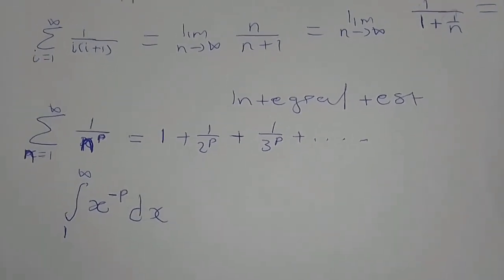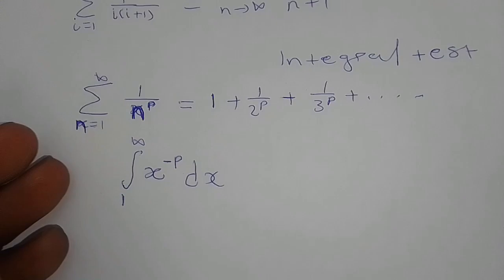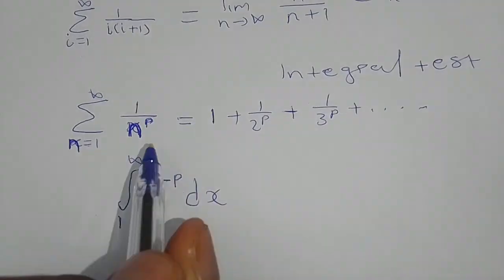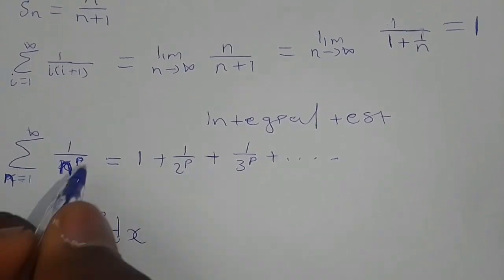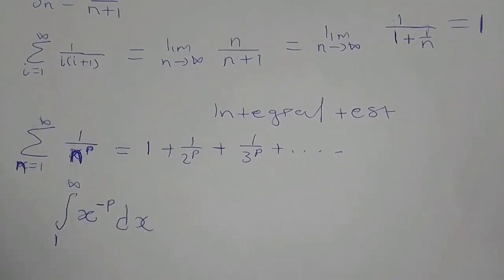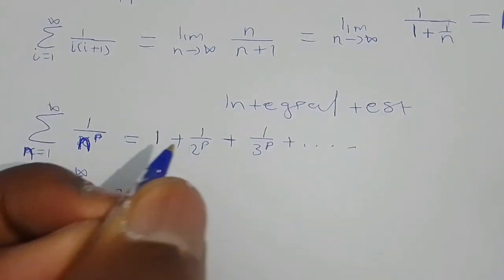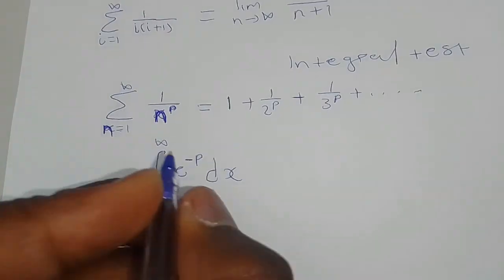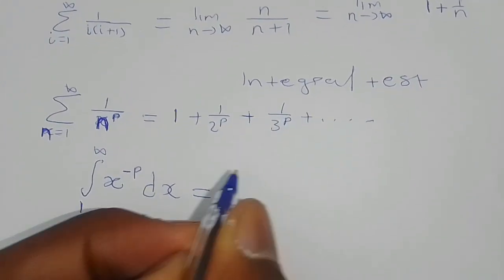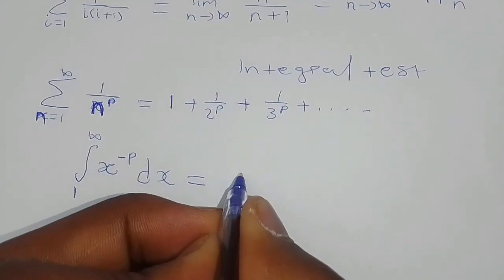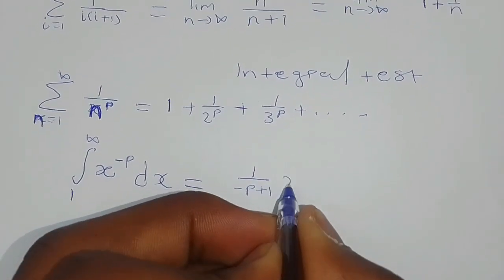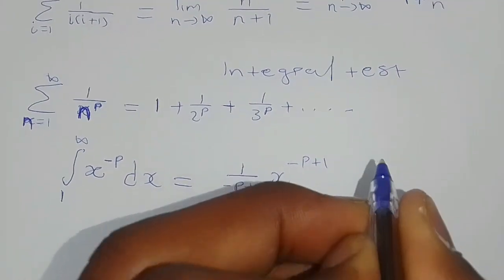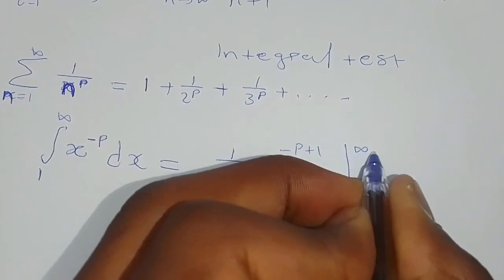In order to check that this thing is decreasing, for what values of p will this thing be decreasing? We'll get back to that. First, let's just evaluate this integral right here. It's going to be 1 over minus p plus 1, multiplied by x to the power minus p plus 1, taken from 1 to infinity.